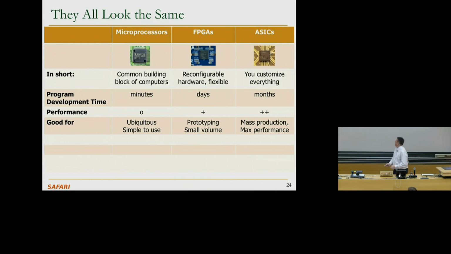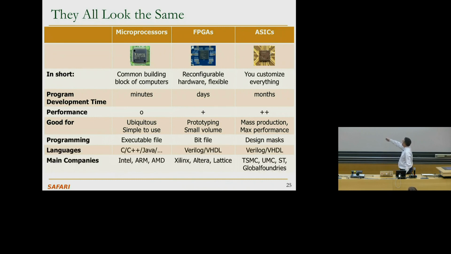So how do you program this? Well, this one is an executable file. You use C, C++, Java, Scala, whatever your favorite language is. And Intel, ARM, and AMD are the main companies that you might know about this. For this thing, we create a bit file somehow. It's like a program. It's uploaded. It configures internally what the FPGA does. We are using things called Verilog and VHDL, and the main companies are Xilinx, Altera, Lattice.